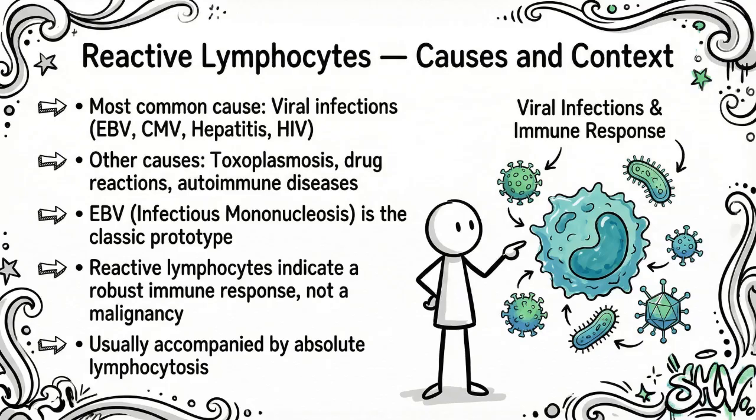Now, it's important to note that not all lymphocytosis means reactive morphology. Some infections, like toxoplasmosis or brucellosis, can cause reactive lymphocytosis. But then you have conditions like Bordetella pertussis, or whooping cough, which causes a huge increase in lymphocytes, but they look perfectly normal. This is because the pertussis toxin keeps them in circulation, not because they're activated. So, always consider the clinical context. Next, we'll dive into the classic case of infectious mononucleosis.